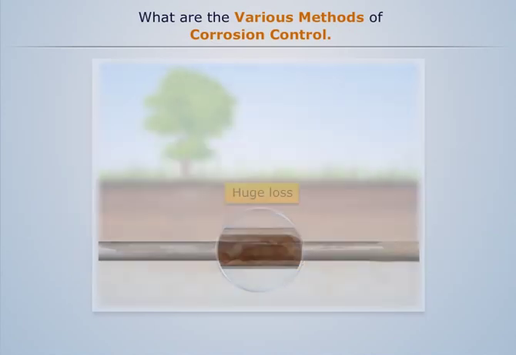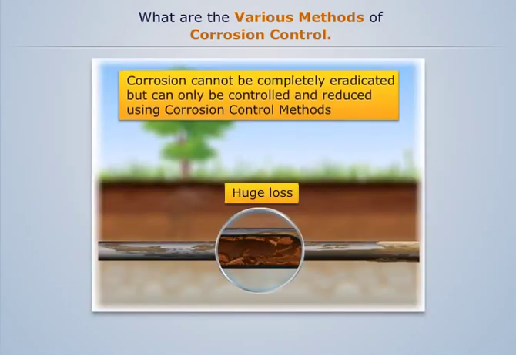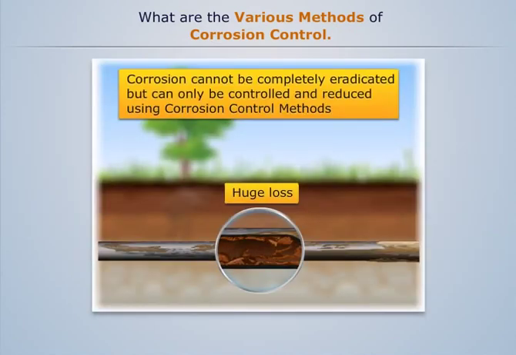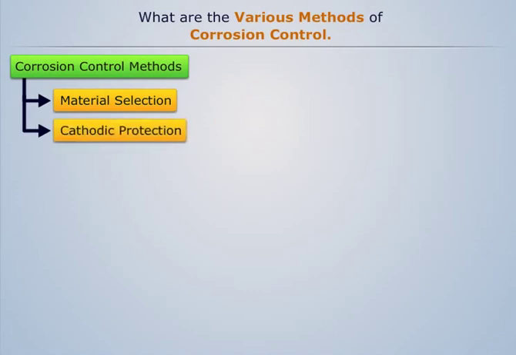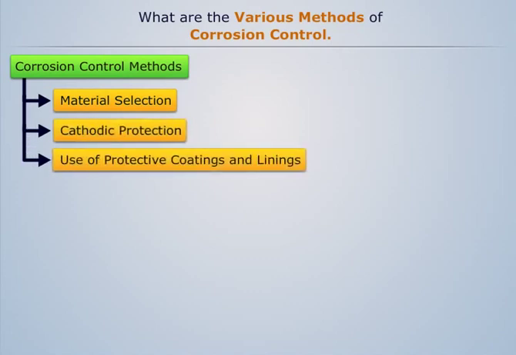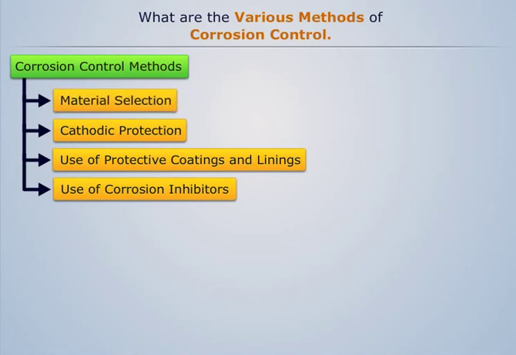But we know that corrosion is inevitable, and it cannot be completely eradicated, but can only be controlled and reduced using corrosion control methods. 4 common methods that are used to control corrosion include material selection, cathodic protection, use of protective coatings and linings, use of corrosion inhibitors. Here we'll discuss material selection method of corrosion control in detail.